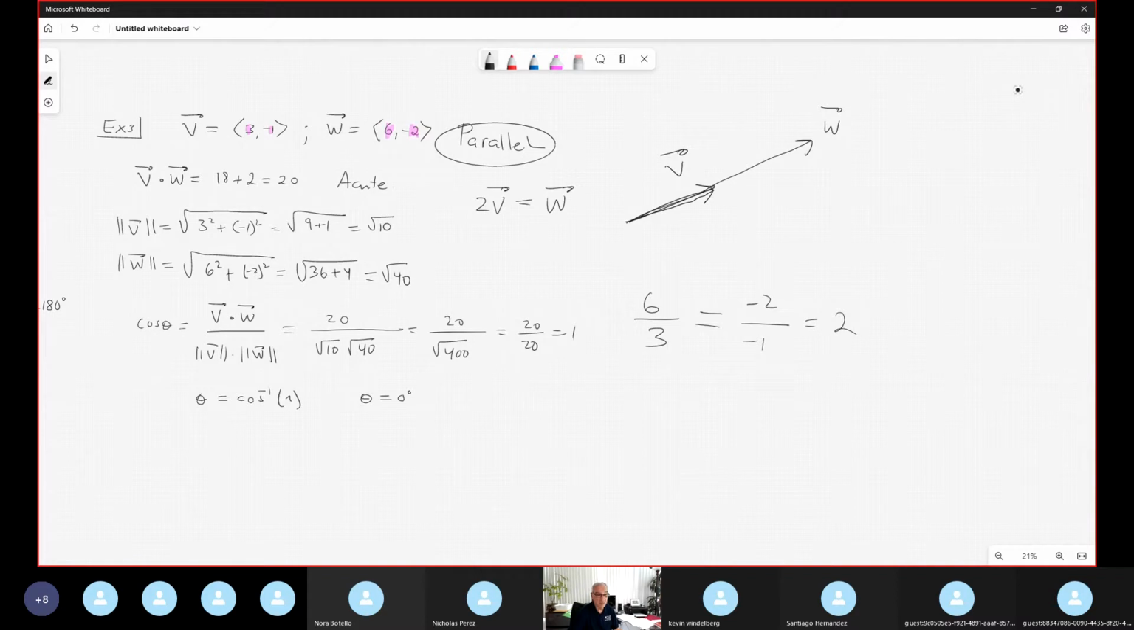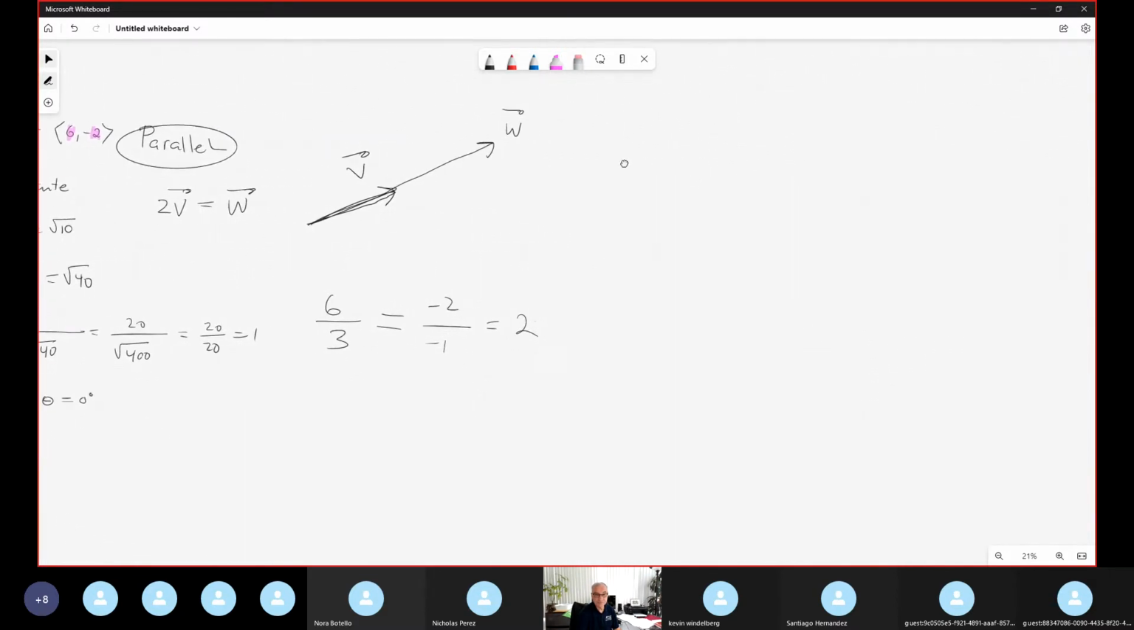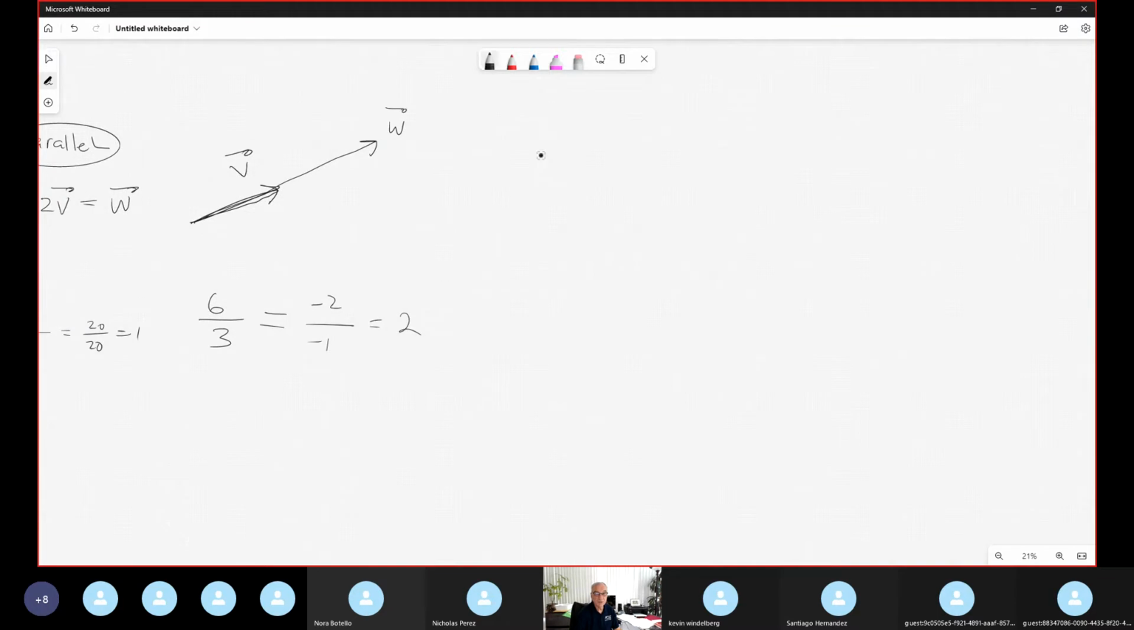This is the formula, that formula. Look. Okay. Now, one more example in 2D. This is the last one. I propose to go to 3D after that.